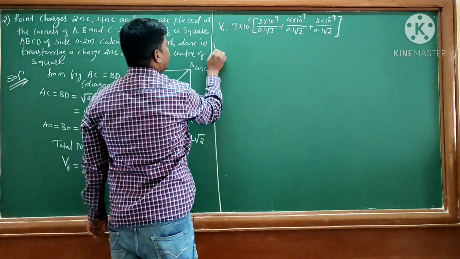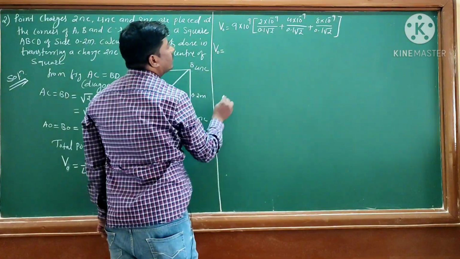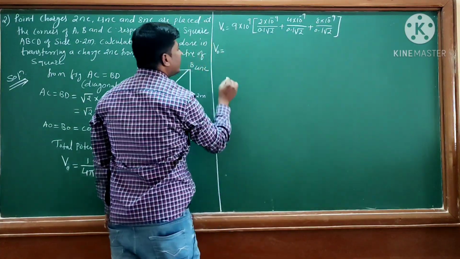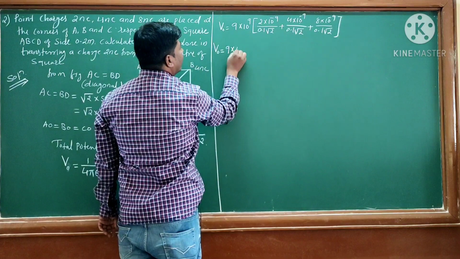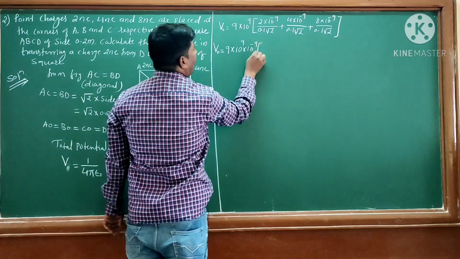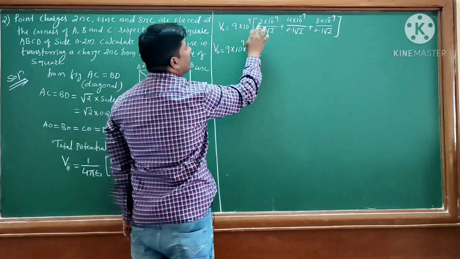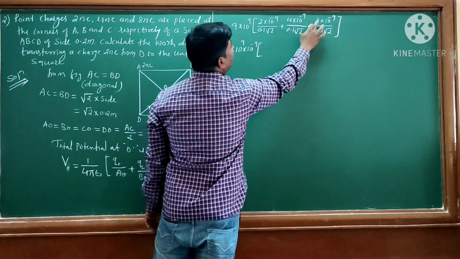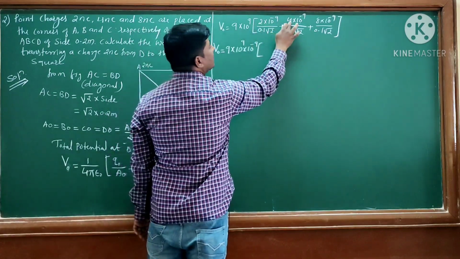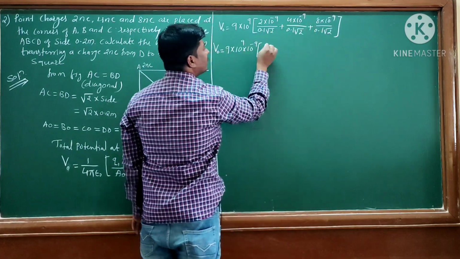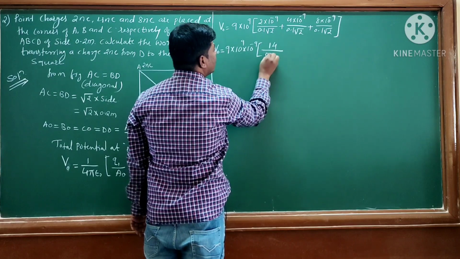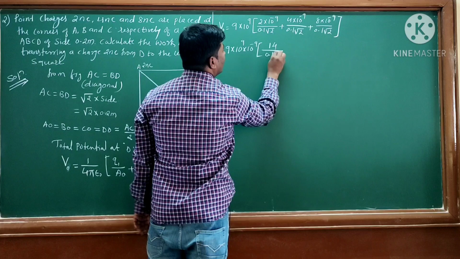Okay, so VO is equal to 9 into 10 to the power 9. 10 to the power minus 9 is common, so I will take it outside. What remains inside? 2 plus 4 plus 8. 2 plus 4 is 6, 6 plus 8 is 14. So it is 14 divided by 0.1 into root 2.